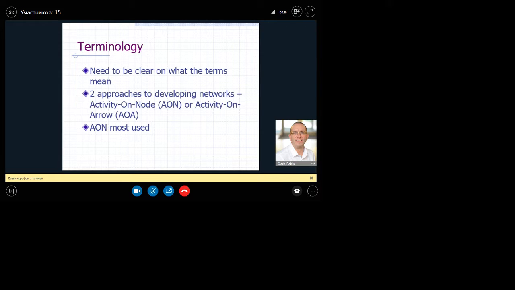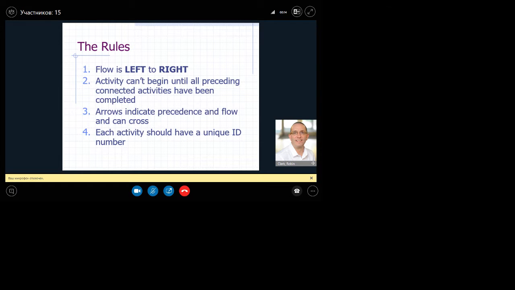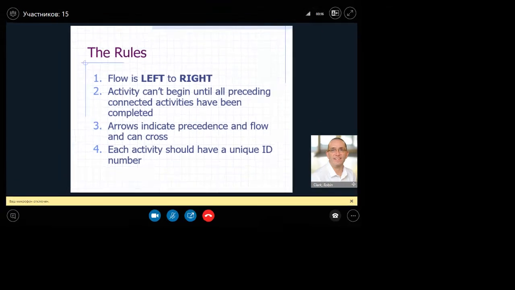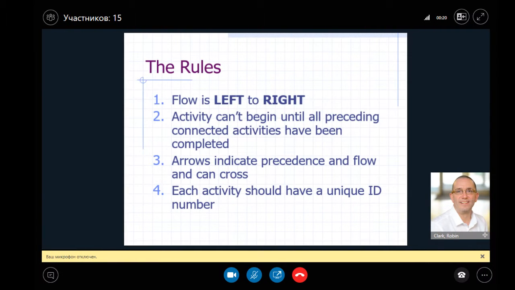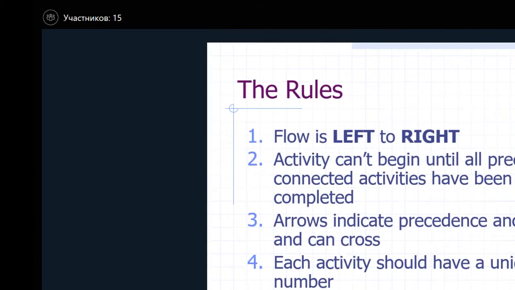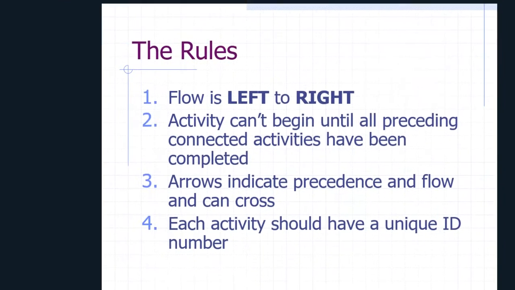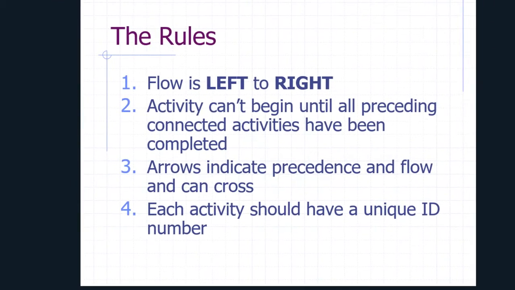and completion of a particular activity. So we're going to use activity on node. There are some rules. When you're drawing a network, the flow is always from left to right. Now, this is important because sometimes when you're drawing a network, you might not know when it's going to stop.